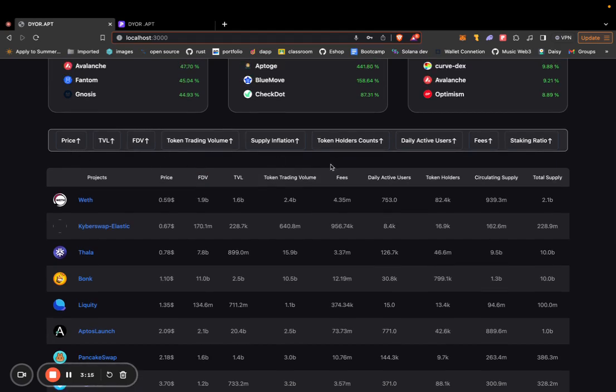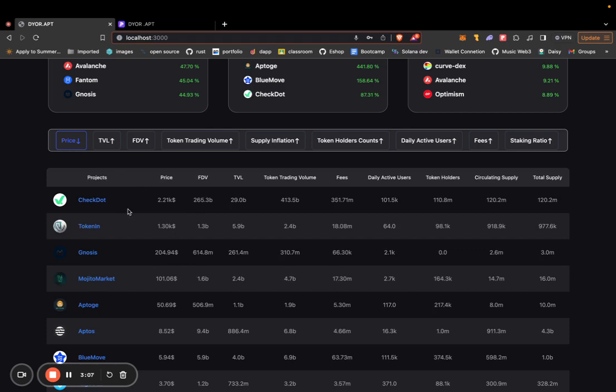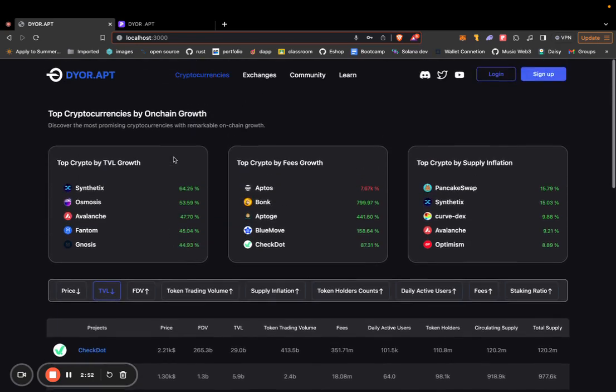Above that, you can see that filters are there based on the category. If you click on the price, you will get the price filters based on that. Like Jackbot has a $2.21k price right now, and so the filters are in for the TVL, FDV, and token trading volume. So these are the filters right now on the tokens that have been listed on this platform.